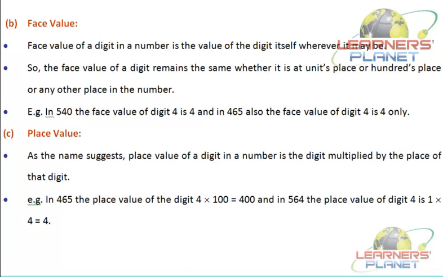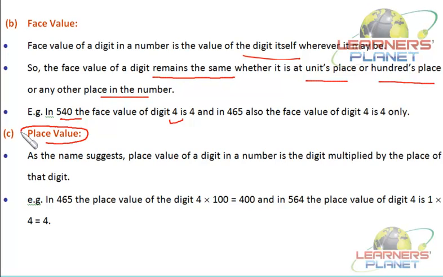Now let's see the terms face value and place value. The face value of a digit in a number is the value of the digit itself, whatever it may be. The face value of a digit remains the same whether it is at the units place or hundreds place or any other place in the number. Here we see the example of 540. The face value of digit 4 is 4. Though in this example 4 is at the tens place, the face value of 4 will be 4 only. But since the 4 is at the tens place, here we introduce the term place value. The place value of 4 in this case will be 40 since it is at the tens place.